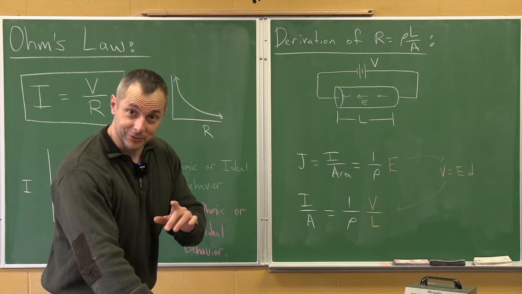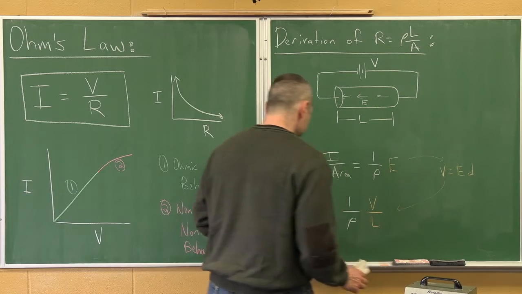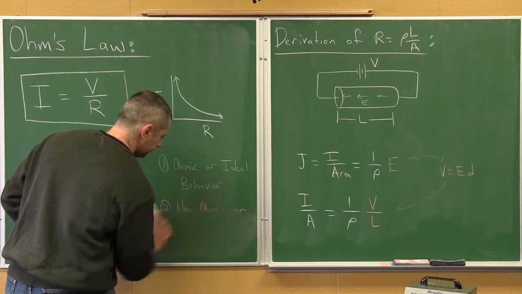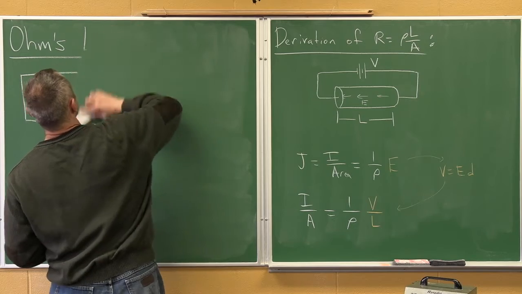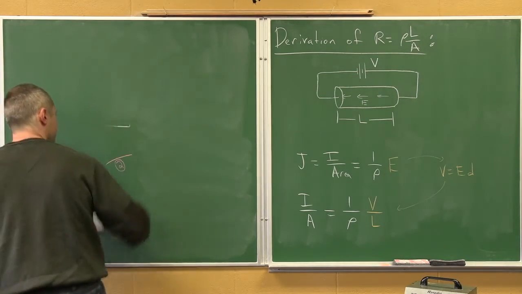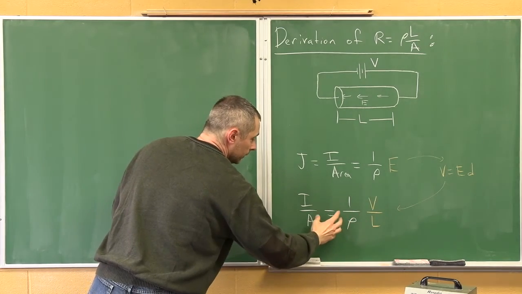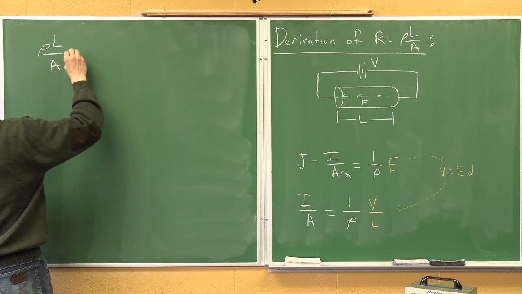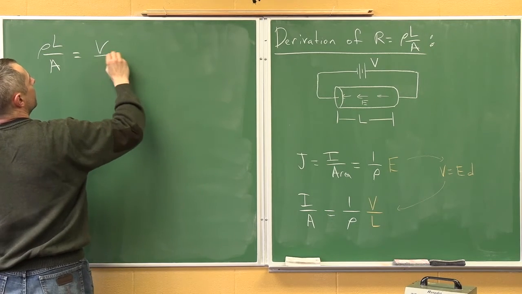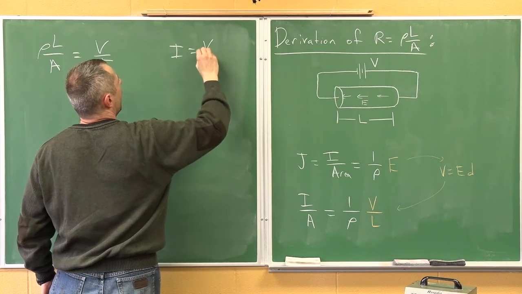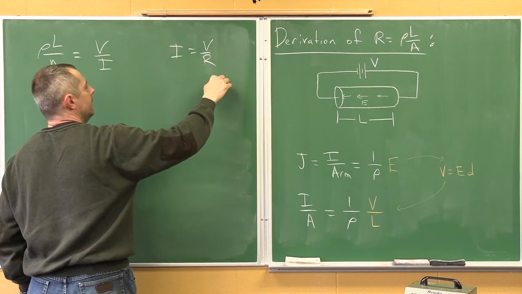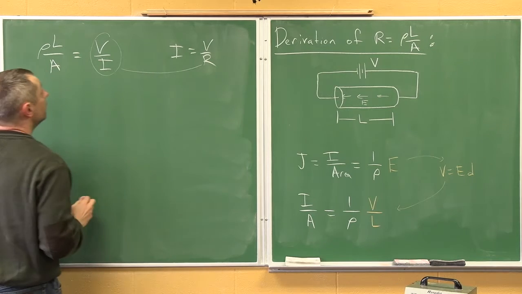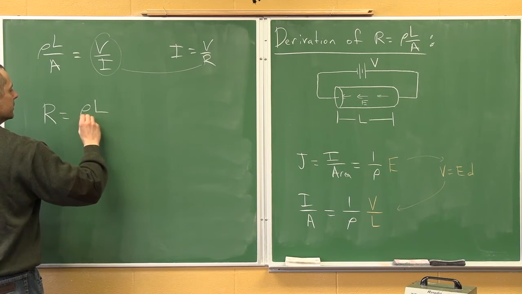So I'm almost done here. I just have to do a little bit of algebra. So what I'm going to do is I'm going to divide I over to this side, and then I'm going to move the rho L to the other side. Okay, so divide the I over there, and then the rho L to this side gives us rho L over A on this side, and V over I. Now remember, I was equal to V over R. So if I move the R to this side and the I to this side, I have R equals V over I. This is R. So I could replace all of this with R from Ohm's law, and there is my final expression.